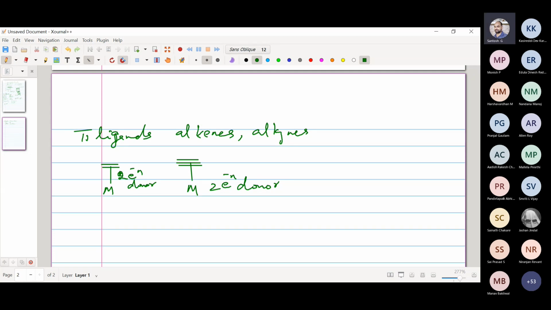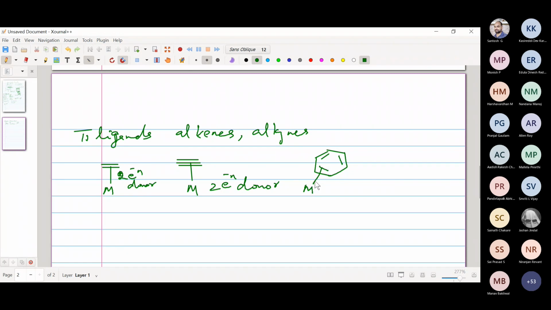Okay, so the pi electron donors that I have shown are alkenes and alkynes. There are a few more examples. Another classical one is benzene. Benzene has 6 pi electrons, and all 6 pi electrons can be donated to a metal.